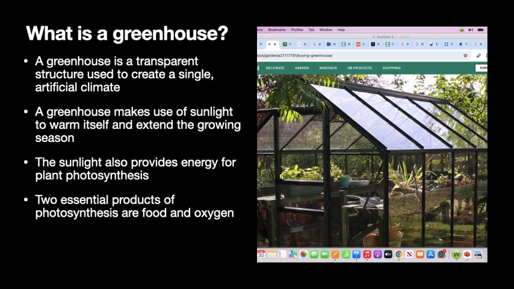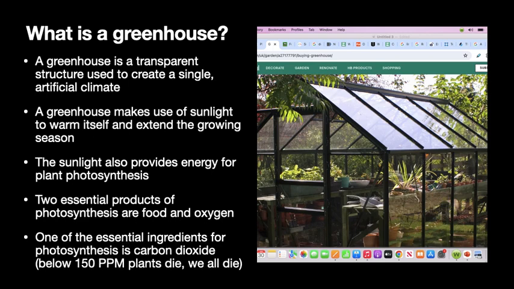They take in photons from the sun, create caloric energy for us to eat, and they also produce oxygen for us to breathe. And of course, one of the essential ingredients for photosynthesis is carbon dioxide. In fact, if carbon dioxide goes below 150 parts per million, plants will die. And it turns out that all food chains go back to photosynthesis, which means we all die. Oh no! Well, but let's talk about this greenhouse effect.